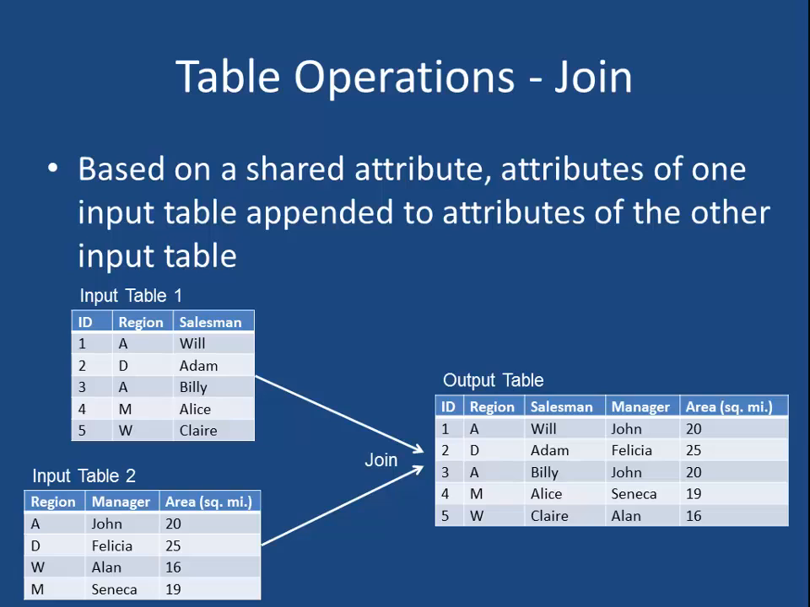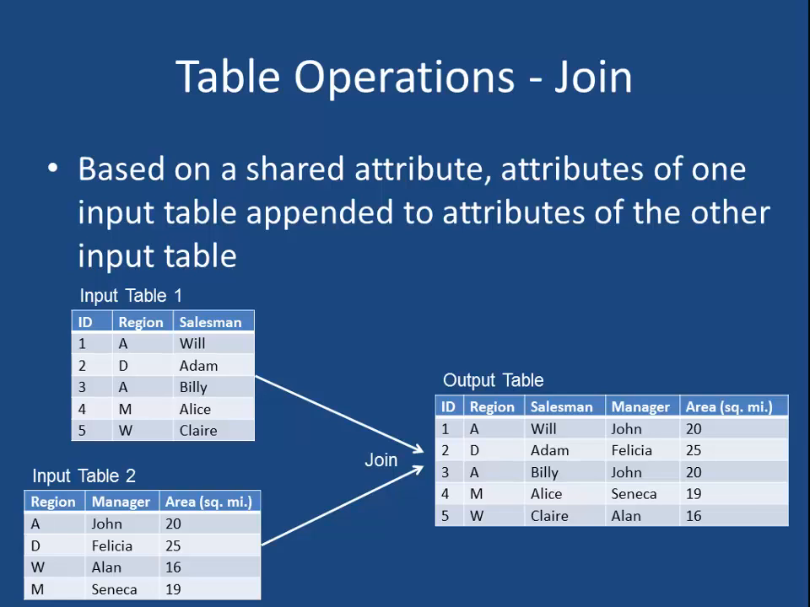For example, we have two input tables that share the common attribute of region. Based on the region attribute, the manager and area attributes of input table 2 are appended to the rows in input table 1. The region attribute matches its value between the two tables, which determines which attributes for which row from input table 2 are going to be copied over.